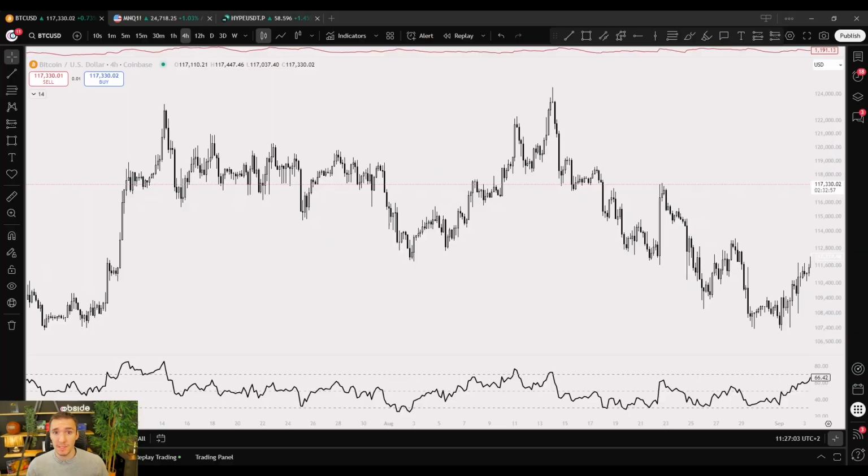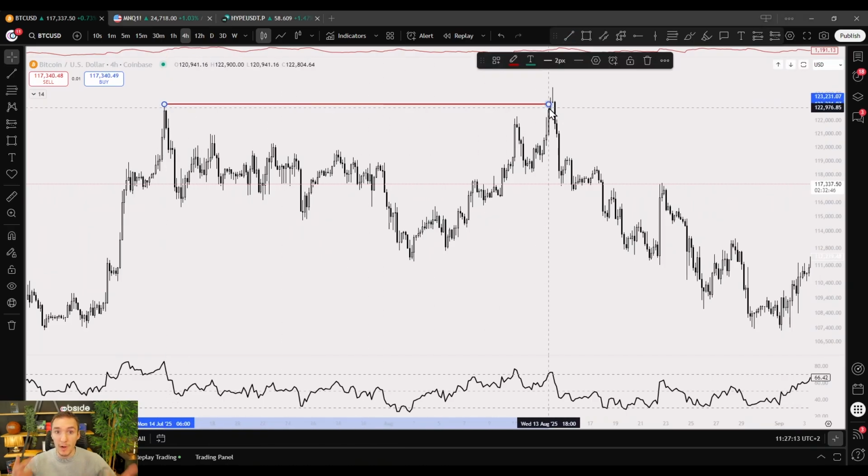Now let's talk about how divergences can help you with both entry signals as well as exit signals. That's right, divergences can help you as filters when entering a trade. Let's see an example here for breakout traders. Some traders like to enter when there is a breakout of a recent high or a recent low.